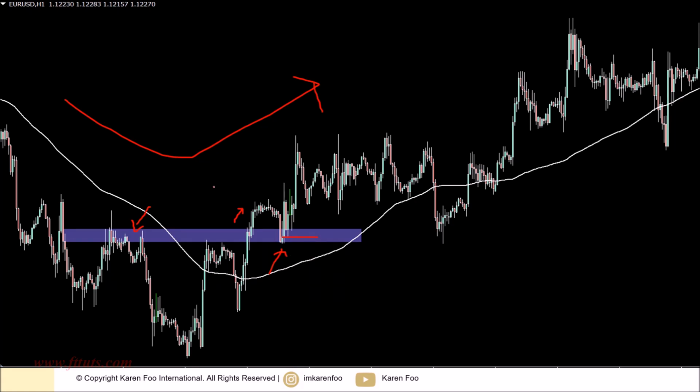When resistance becomes support, it tells you that this zone is very strong, and hence there is a high chance the price is going to bounce up and then go on an uptrend. Somewhere you see a lot of signs that the downtrend has ended, your moving average is sloping up, so this is a good place to get in.